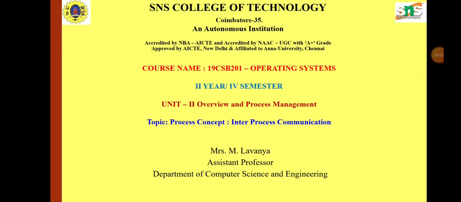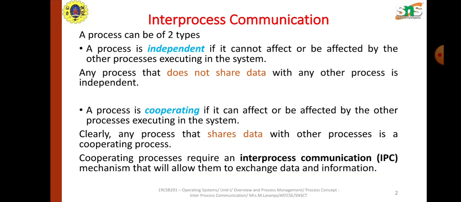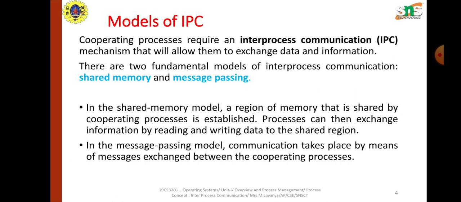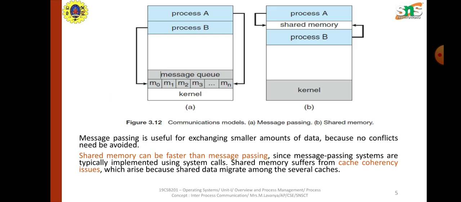Hi everyone. Today we are going to see IPC, inter-process communication. We have already seen the two types of process, independent and cooperative. For implementation, cooperative processes only use IPC. IPC can be implemented basically by two types: shared memory and message passing.